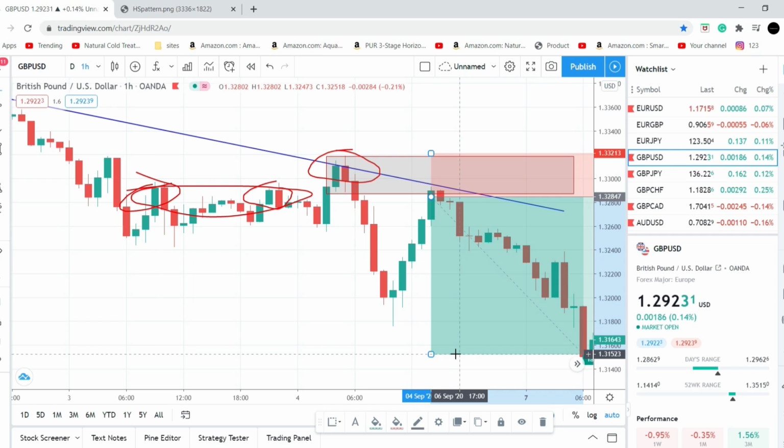This is why I love supply and demand. This is why I love trading price action. It's just art. It's beautiful. I love it. So it's straight to the point. It's simple, and you don't have to second guess yourself.